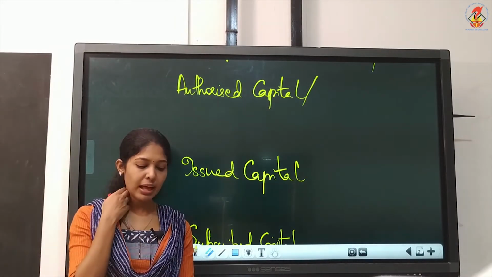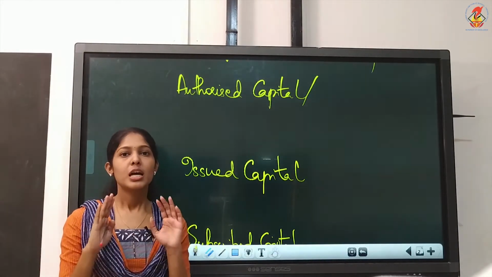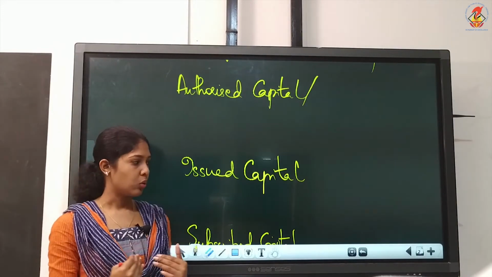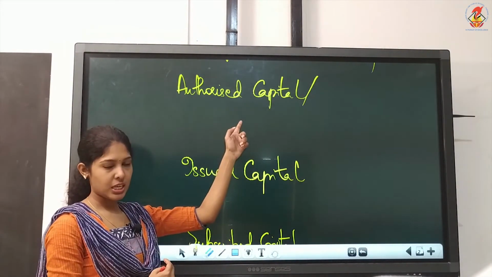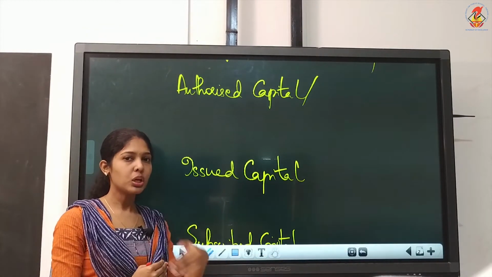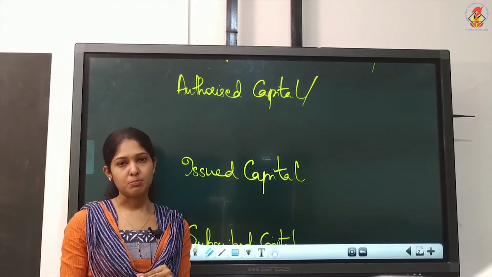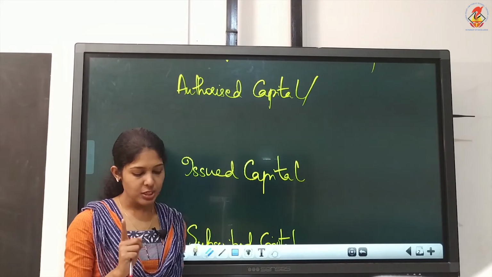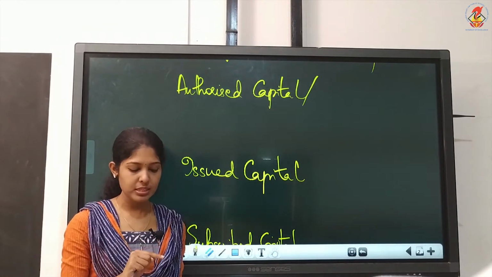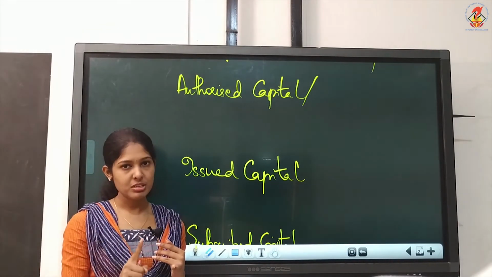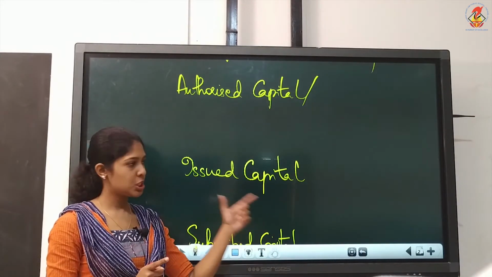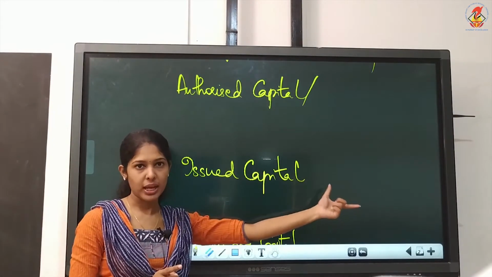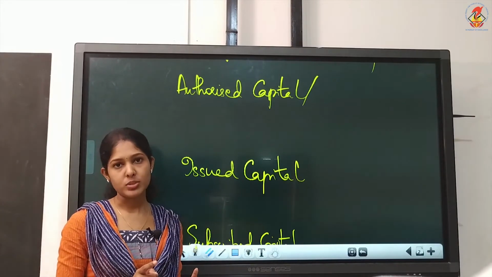In this question, the maximum they can raise is rupees 10 lakhs. Now, issued capital means the part of authorized capital which is issued to the public for subscription. So here, how many shares did the company issue in this question? They have issued 75,000 equity shares. So that is the issued number. Issued capital means the amount you have to write. Here the number is 75,000 shares.